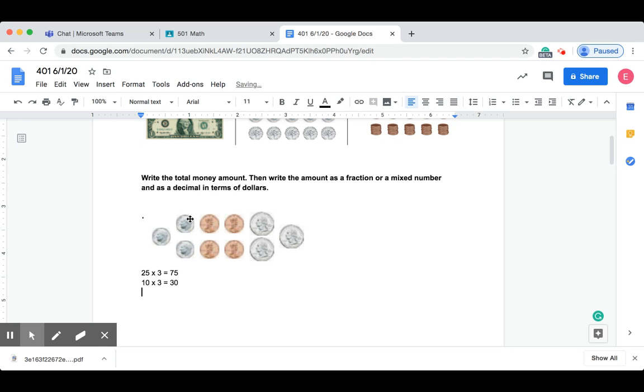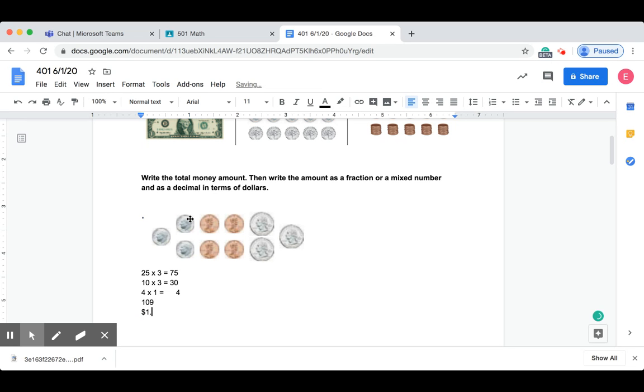And then I have 4 pennies. And I know a penny is worth 1 cent. So I know that I can do, if I wanted to, 4 times 1 equals 4. And I'm going to line them up so they're in the place values. Now I can add my values together. So I will add 75 plus 30 plus 4 equals 109.